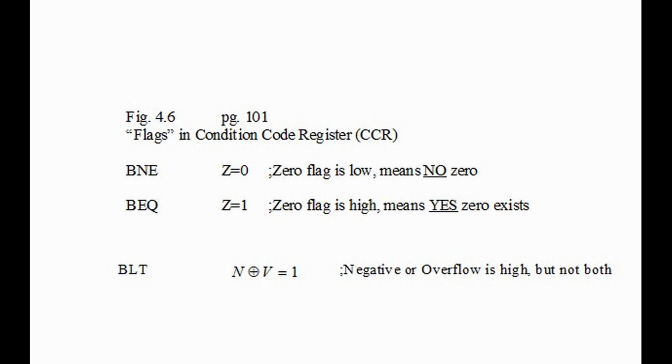In the branch if equal command, it's the opposite. Again, you're looking at the Z flag, but if the Z flag is high, it means yes, there is a 0. One last command is branch if lower than, and what you're doing there is looking at the negative and the overflow flags. But this time you're looking for whether one is high but not both. And this command will be used when you're using exclusive OR commands.